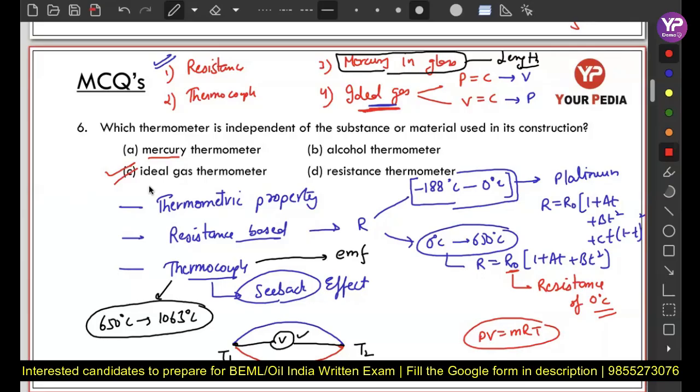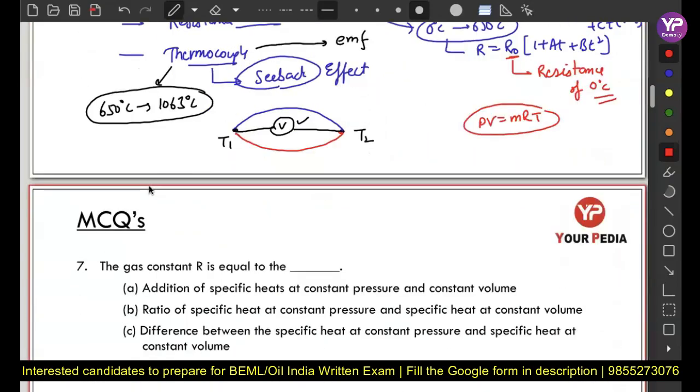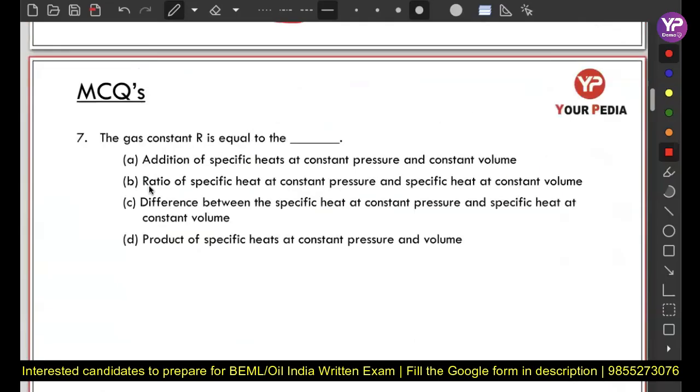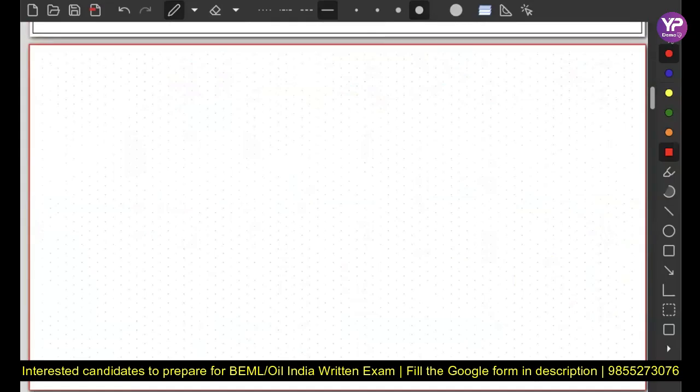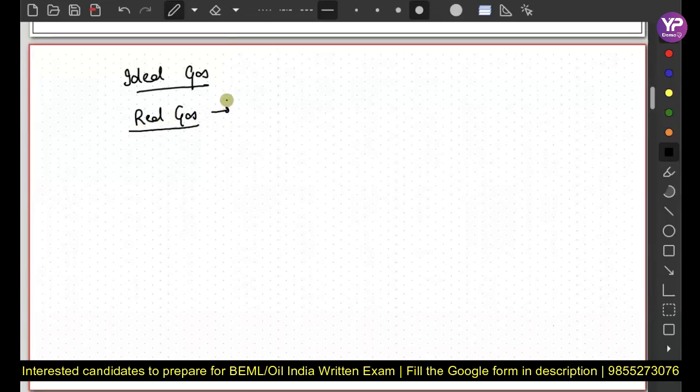Next case, the gas constant R is equal to. Before proceeding with the gas constant, let us understand what an ideal gas is. In thermodynamics, generally we have two types of gases, ideal gas and real gases. What is the meaning and what is the difference here? An ideal gas is an imaginary, hypothetical gas which does not practically exist. Generally, we study the ideal gas in thermodynamics because the analysis is very simple. In the case of real gases, their behavior is very much different from the ideal gas.